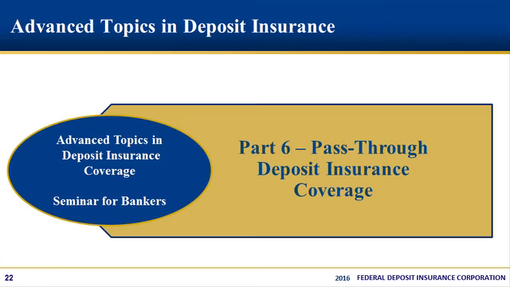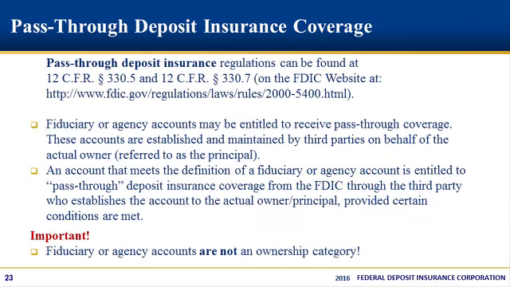Part 6, Pass-Through Deposit Insurance Coverage. We will now move our discussion into a complex area, pass-through deposit insurance coverage. The FDIC rules for pass-through coverage can be found at 12 CFR Section 330.5 and 330.7. Let me start by explaining that a fiduciary or agency account is not a separate category of deposit insurance coverage. A fiduciary or agency account is a deposit established by a third party for the benefit of the actual owner of the funds. So what makes these deposits different?